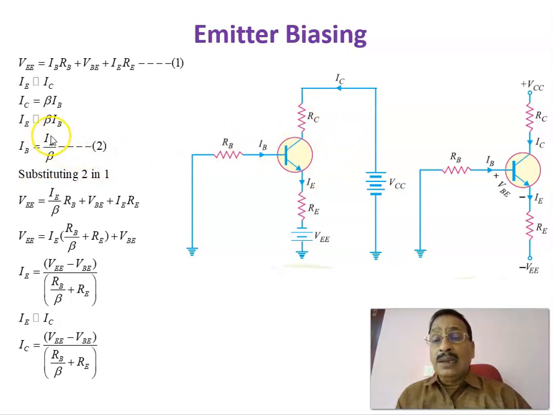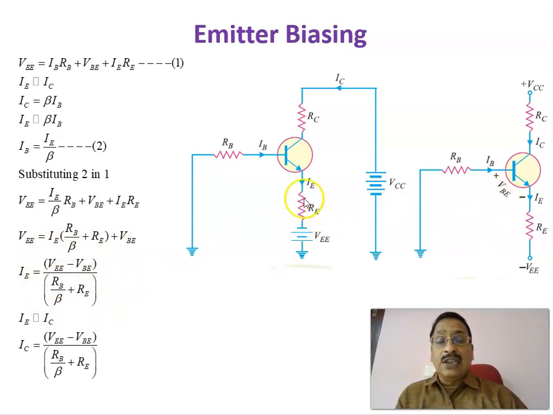Therefore, IB equals IE divided by beta. Substituting this value of IB in this equation, equation 2 in 1, we get VEE equal to IB replaced by IE divided by beta into RB, plus VBE plus IE into RE. Or VEE equals IE, taking IE outside, into RB by beta plus RE, plus VBE.